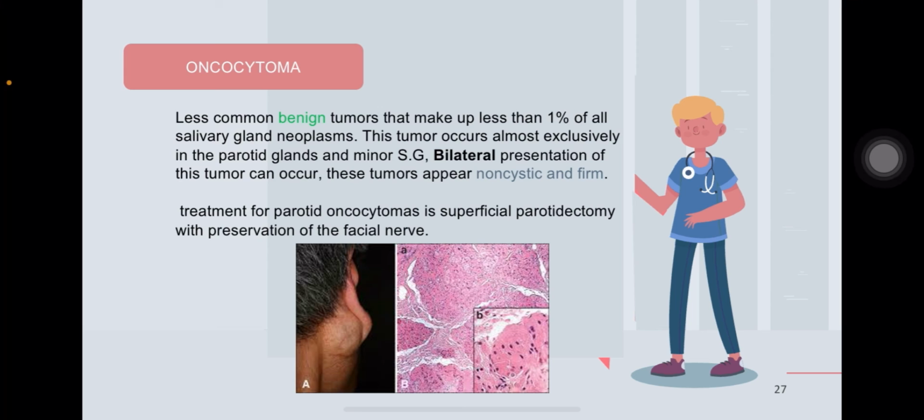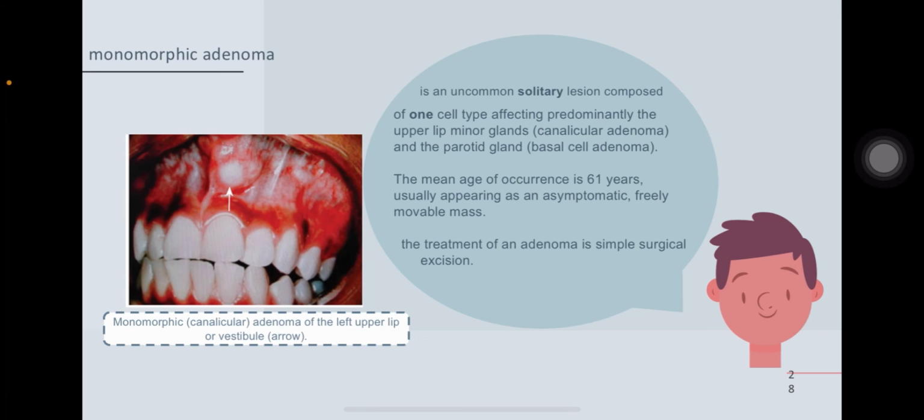You can see in the histopathological examination that it predominantly happens in the upper lip minor salivary glands. That's when we call it the canalicular adenoma, or it may happen in the parotid gland. That's when we call it the basal cell adenoma. The mean age of occurrence is 61 years, and the lesion usually presents as an asymptomatic, freely movable mass.